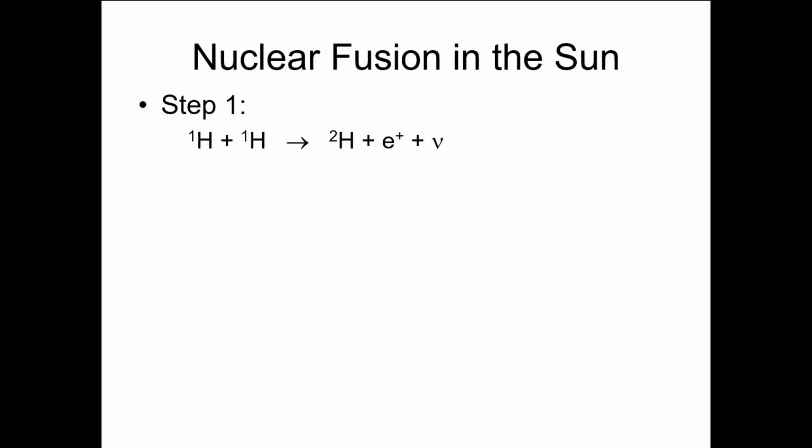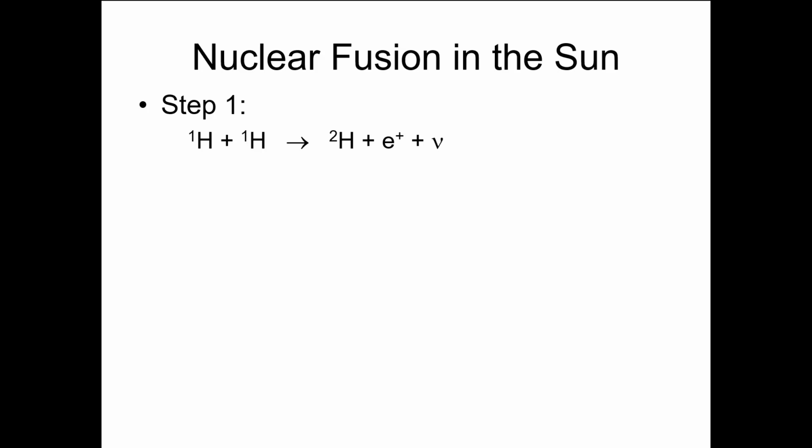So let's look at step one of nuclear fusion in the sun. We start with two hydrogen nuclei coming together and fusing. A hydrogen 1 nucleus is just a proton, so we have two protons coming together and fusing. But instead of forming a nucleus with two protons, some odd process takes place where one of the protons turns into a neutron.